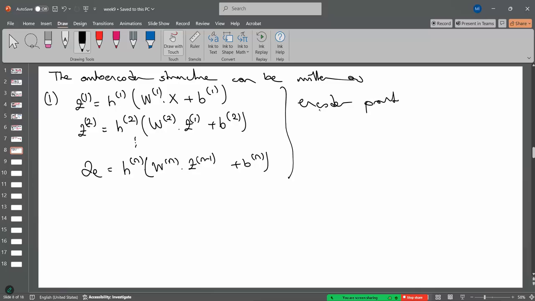Z is the output of the activation function, W is the NN coefficient, H is the activation function, and B is the bias value, okay.